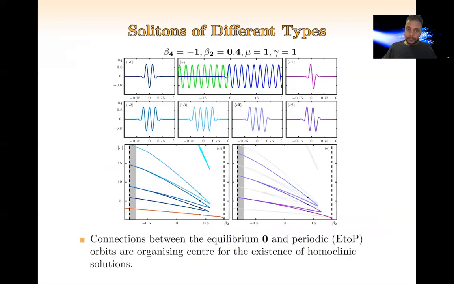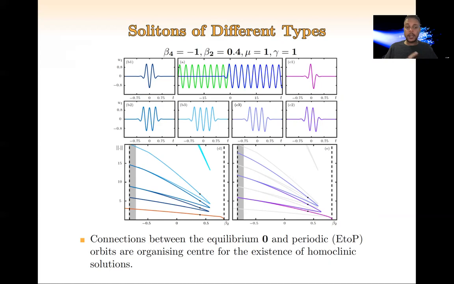In panel A of this figure, we are showing an E to P connection, or a connection from equilibrium 0 to a periodic orbit, for this given fixed parameter value. Here the green curve is the periodic orbit and the blue curve is the connection from the equilibrium to the periodic orbit. We are interested in such connections because they are organizing centers for the existence of homoclinic orbits of our system.